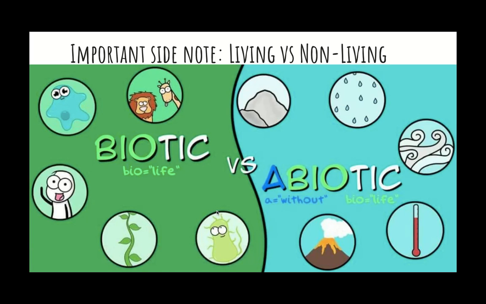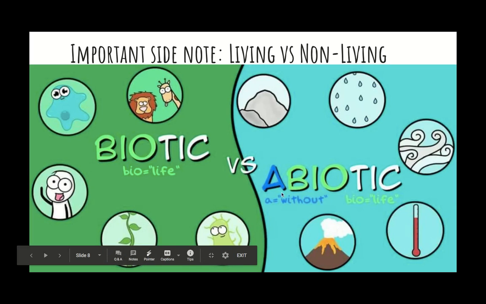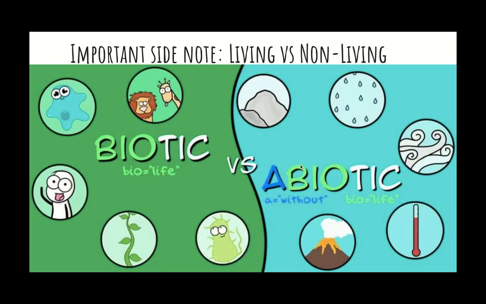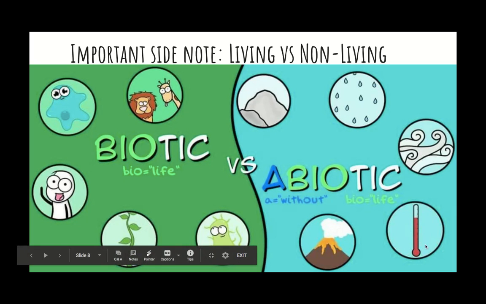Now, abiotic. Abiotic is an example of not living. So they broke down this word as an A, which means without, and biotic, that means life. So we put that together, it means without life or non-living. Abiotic is non-living. So we have different weather, like rain, wind. We have the temperature, that's non-living. We have things like volcanoes exploding. We have like the earth.